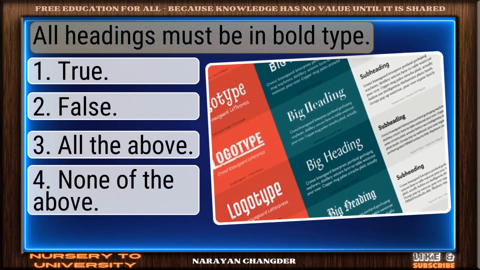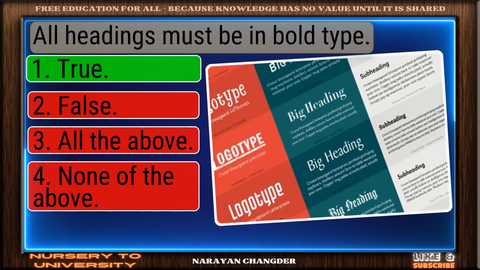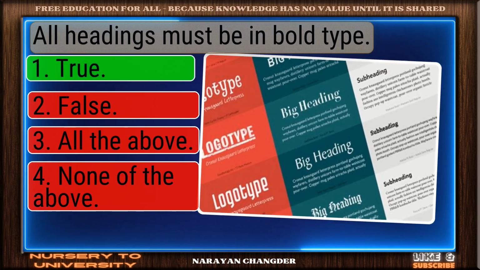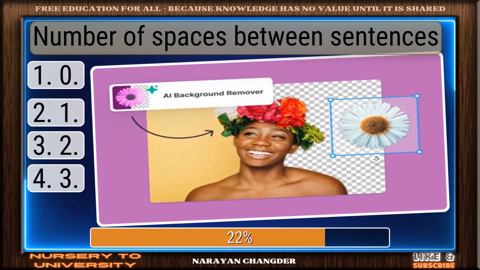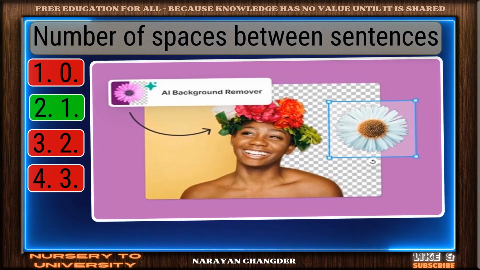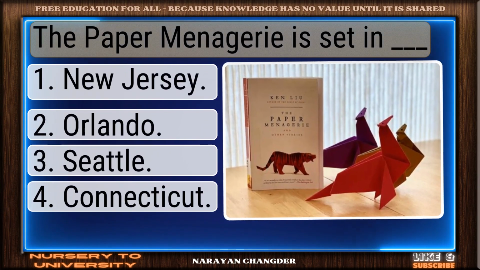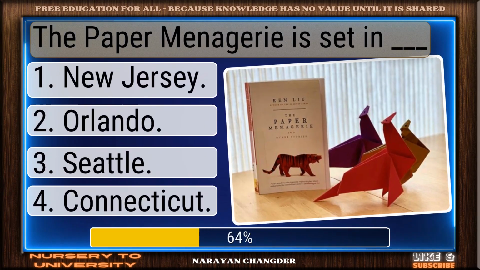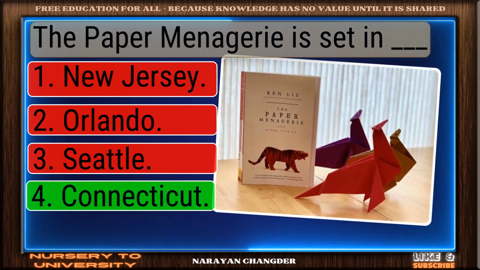All headings must be in bold type. Right choice. True is the best answer. Number of spaces between sentences. Exactly. One makes sense and it is the right choice. The Paper Menagerie is set in dash. Smart pick. Connecticut is the correct choice.